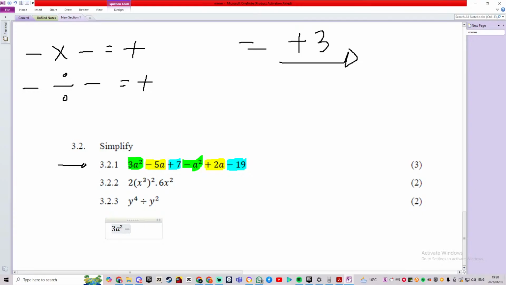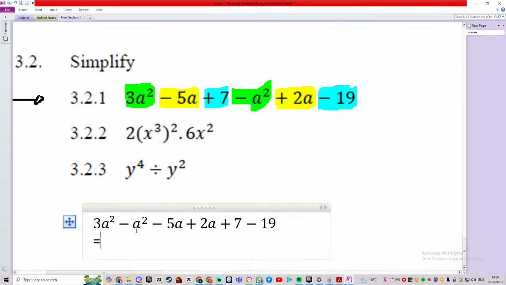Minus, I'm going to put a squared, right? Those are the like terms I'm putting together there at the bottom. Then I have minus 5a plus 2a, and then plus 7 and minus 19. Okay, now that equals what? Our like terms are now next to each other: 3a squared minus a squared.